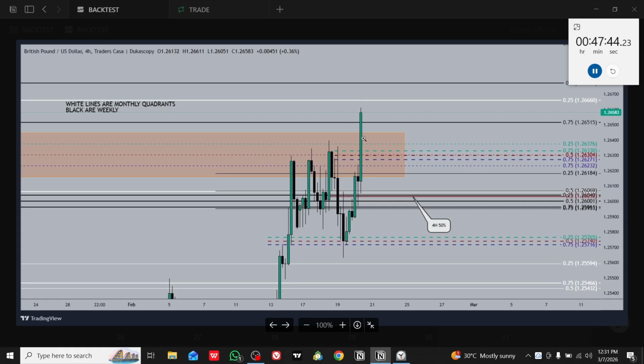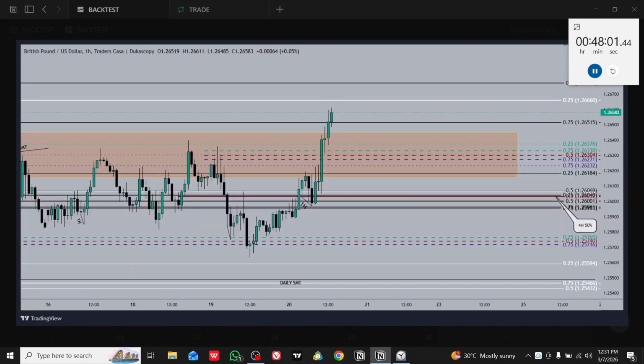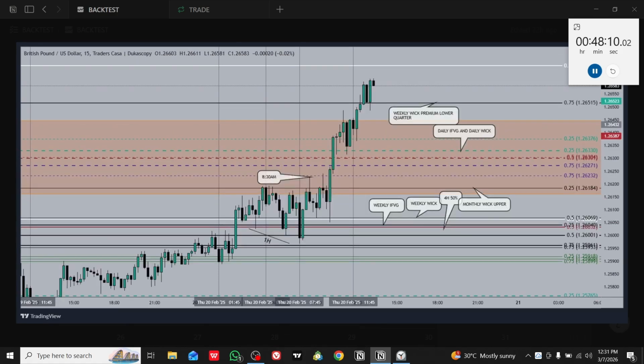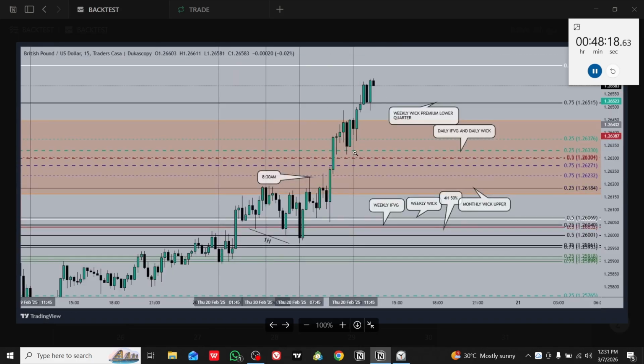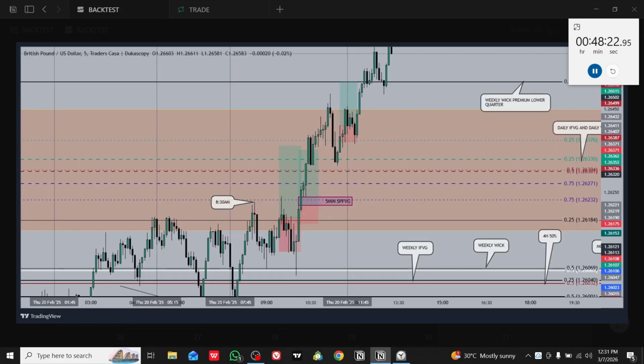Okay, so this is the area, that entry, lower IFVG plus the peak IFVG, which breaks this area, and we use the upper quarter of that daily IFVG. Okay, so wait, and on the 1 hour chart, it went lower, touched the upper quarter, expected to go to the upside.